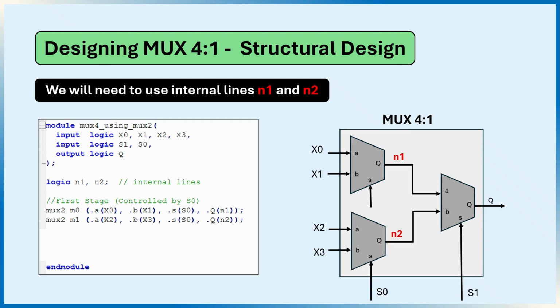M0 selects between X0 and X1, producing N1. M1 selects between X2 and X3, producing N2. Finally, we add the last multiplexer, called M2. M2 selects between N1 and N2, using S1 as the control, and its output drives Q.